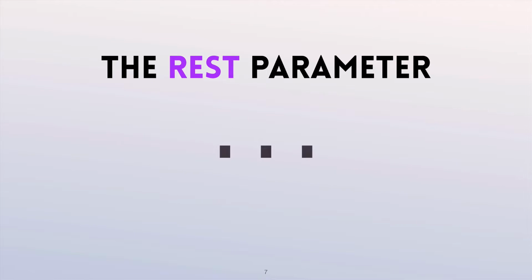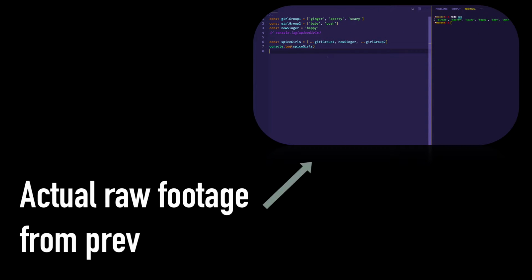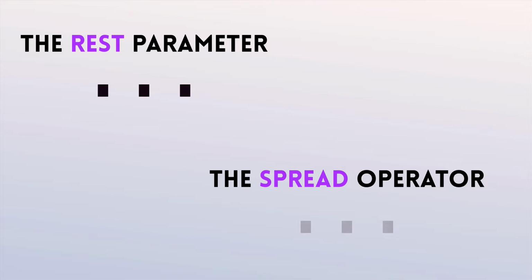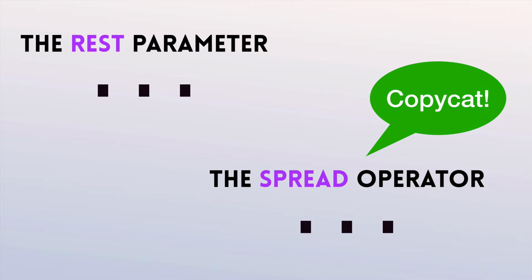Hey everybody! Welcome to this video on the rest parameter in ES6. In a previous video, I talked all about the spread operator in ES6, and the spread operator is very closely related to the rest parameter. As you can see here, they're both represented in the same way with these three dots. However, the big difference is in the way that they're used, the context in which they're used.